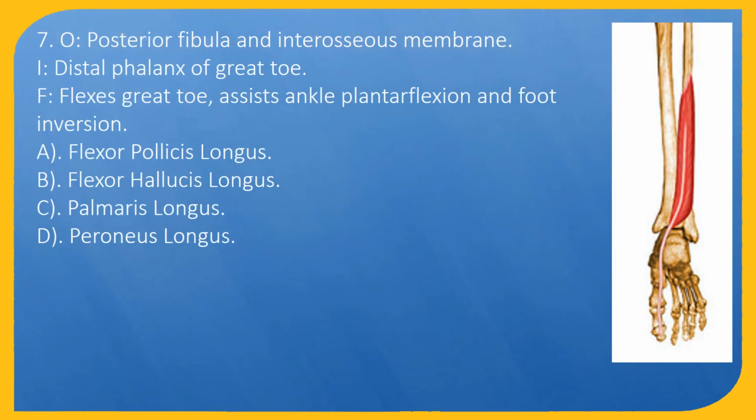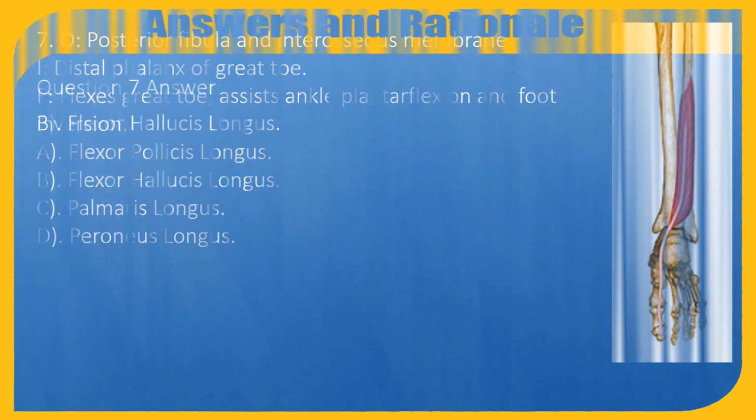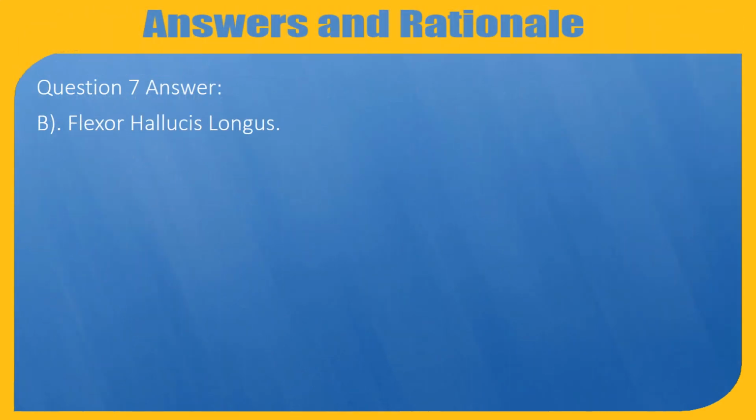Question 7: O. Posterior fibula and interosseous membrane. I. Distal phalanx of great toe. F. Flexes great toe, assists ankle plantar flexion and foot inversion. A. Flexor pollicis longus. B. Flexor hallucis longus. C. Peroneus longus. D. Peroneus longus. Question 7 answer, B. Flexor hallucis longus.